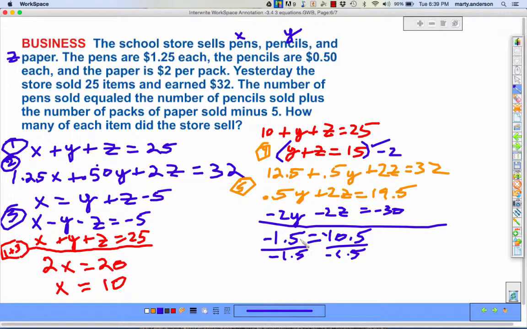Oh, where did my y go? Oh, this is pencils. Pencils. Y equals 10.5 divided by 1.5. I believe that's 7. Please check my math. And lastly, Z would have to be, well, I got 10 pens. I got 7 pencils. That's 17. Plus what is 25? Must be 8.